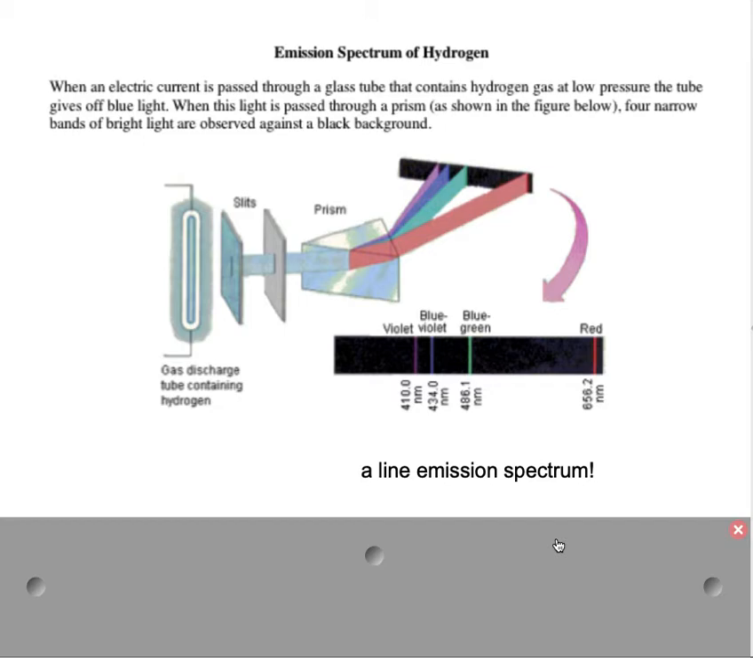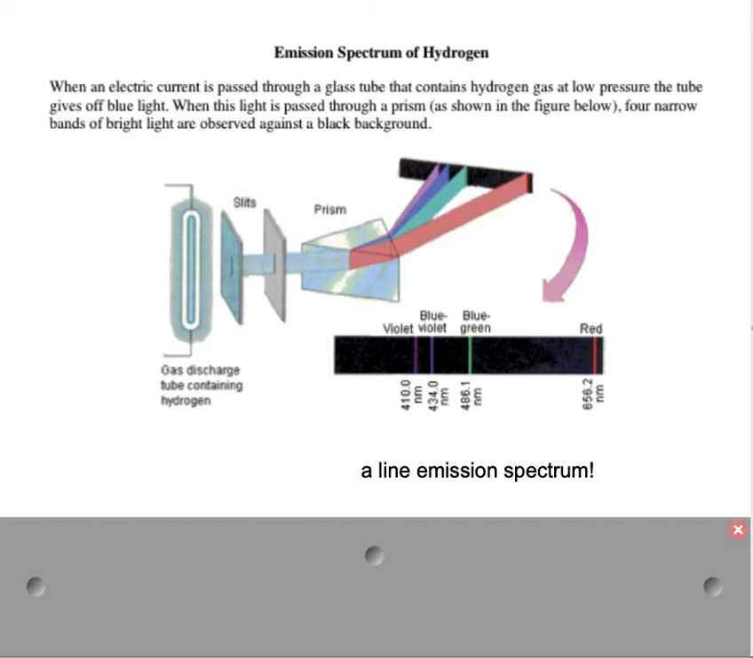Only certain wavelengths of light are observed, corresponding to bands of color. I see a red line, I see a blue-green line, I see a blue-violet line, and I see a violet line, and we can actually measure the wavelengths of those forms of electromagnetic radiation. Now, what does this mean?